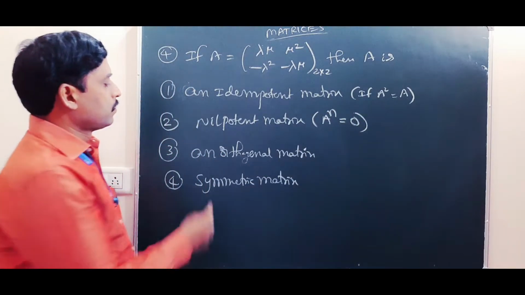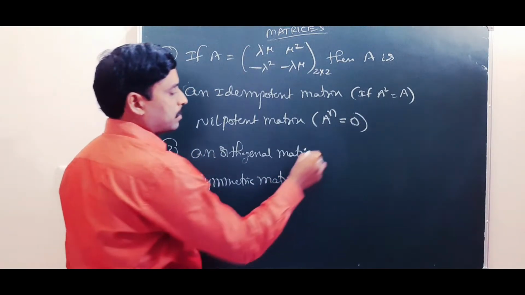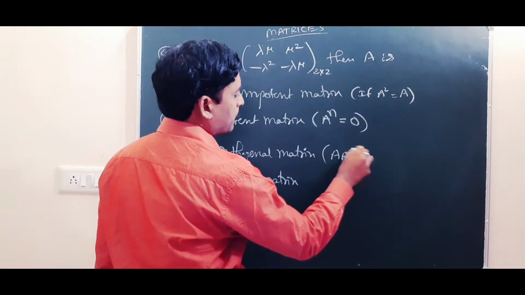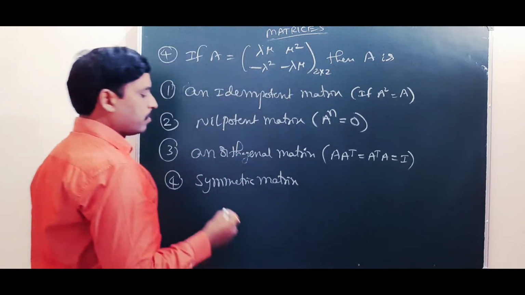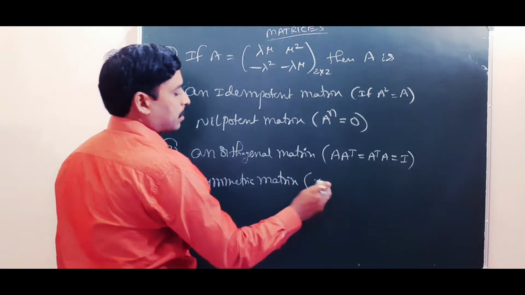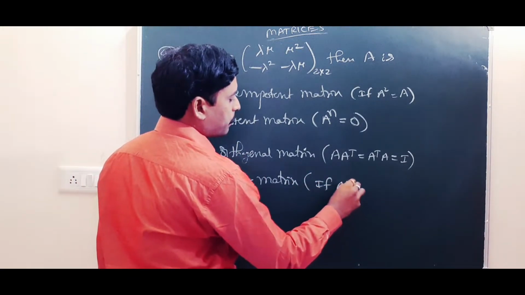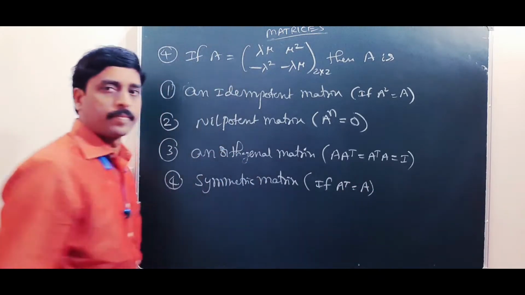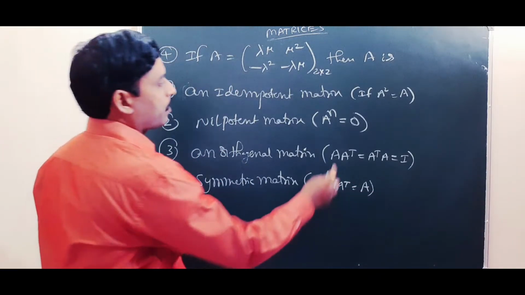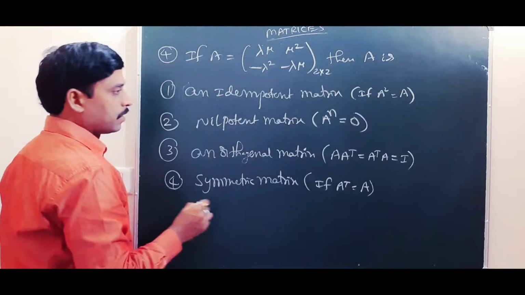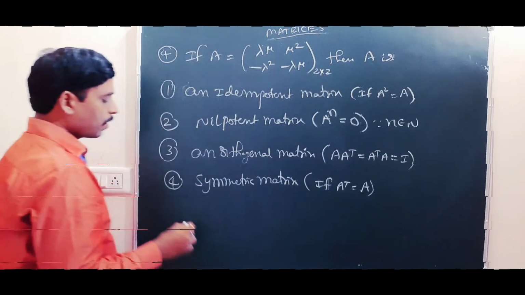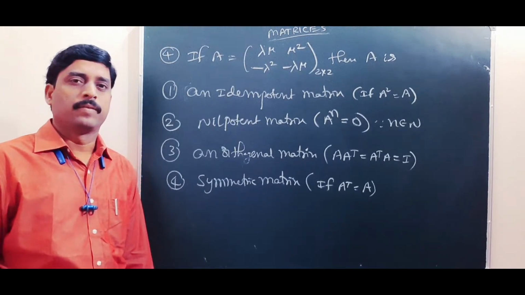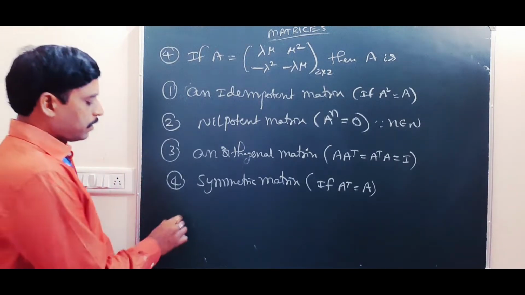Okay. What is an orthogonal matrix? A into A transpose equals transpose of A into A equals I. What is a symmetric matrix? If transpose of A is equal to A. First we have to find the A square value, where n belongs to N.